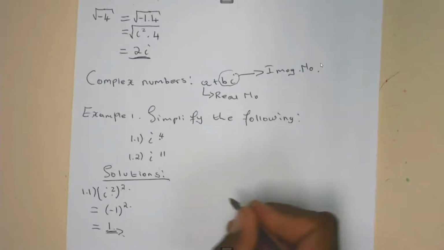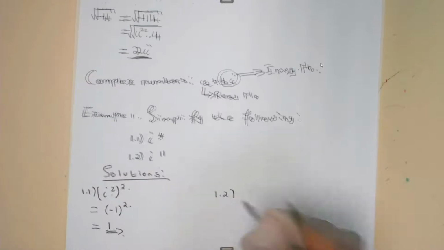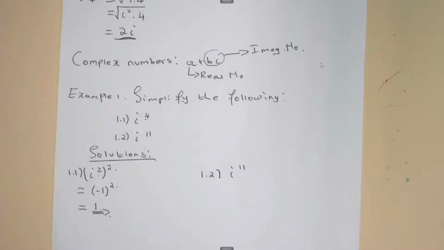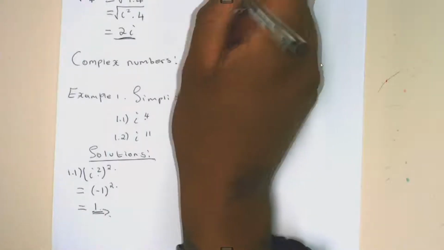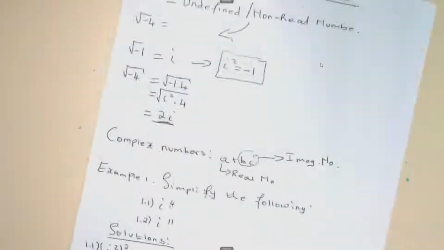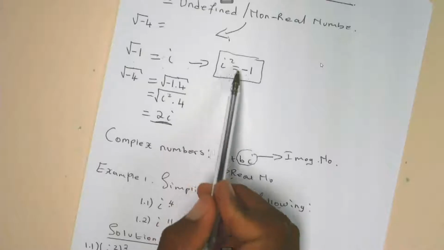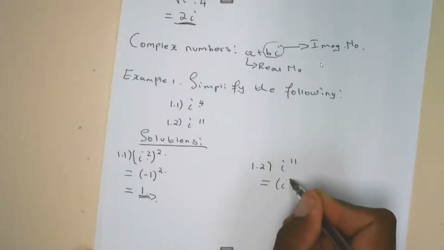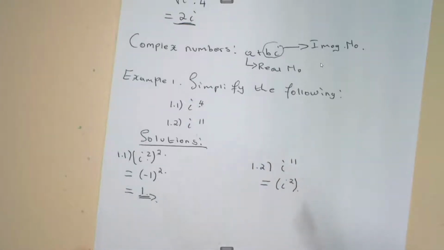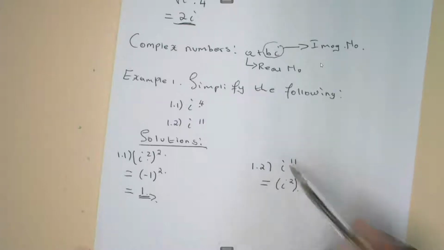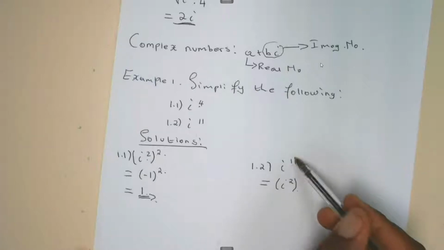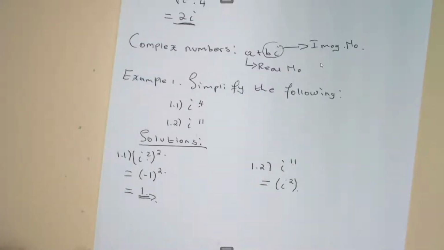Good. So looking at 1.2, remember we have i to the power of 11. So since I said to you, this is what we know, which is i squared is equal to -1. So we are going to work with i squared. We want 11 as an exponent. What number are we going to multiply 2 with to give us 11? We don't have it.